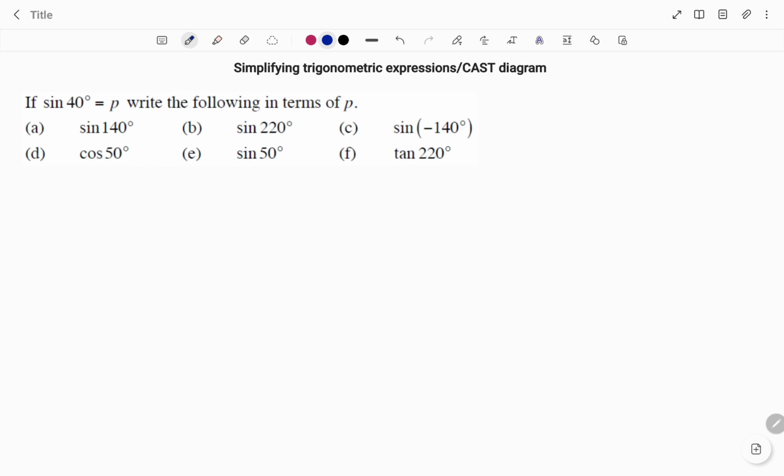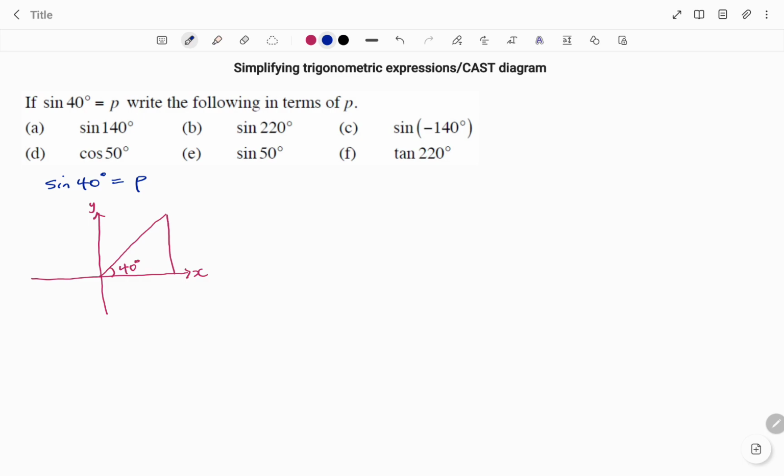We have: if sine 40 degrees equals P, write the following in terms of P. A, sine 140 degrees. To start with, we've been told that sine 40 degrees is equal to P. Note that 40 degrees is an acute angle, and using a CAST diagram, we are going to have that in the first quadrant. So if I draw my hypotenuse, I'm rolling towards my x-axis. This is my x-axis, that's my angle 40 degrees, and this is my y-axis.